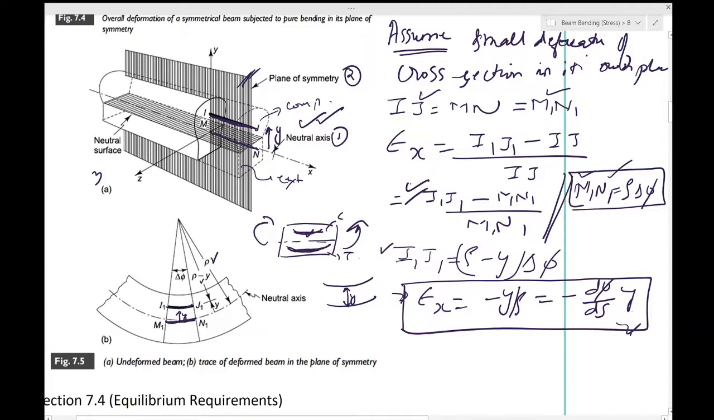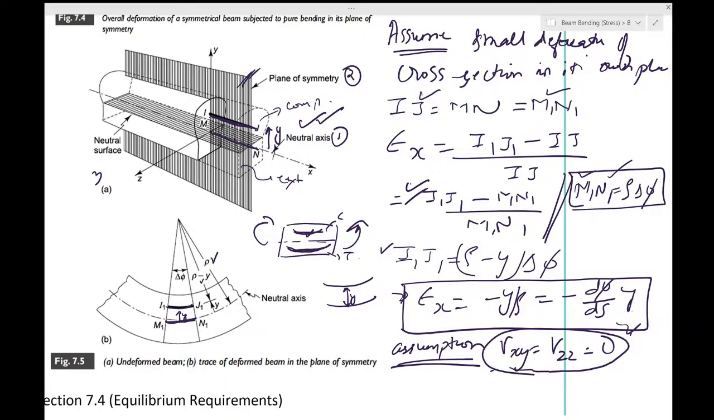This strictly applies to the plane of symmetry, but we shall assume that this will also apply at all points of the cross section of the beam. So the assumption is that it applies at all points in the cross section of the beam, not just the plane of symmetry. We will later on discuss the validity of this assumption. In addition to this, using the symmetry, you can clearly conclude that the shear strains will all be zero in this case. You can take up any element and see that it will not have any rotation. So you are equally free to do that.